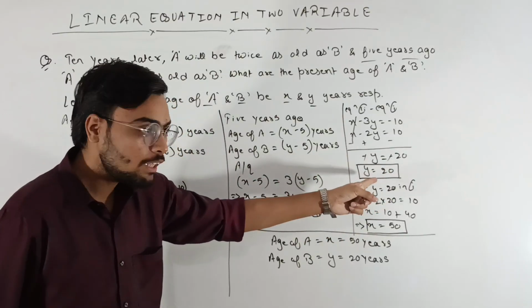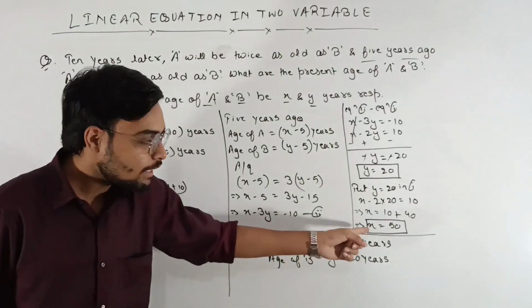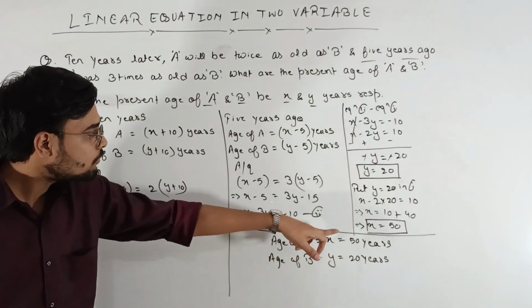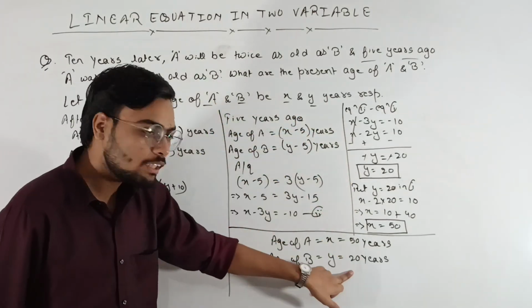Now I put this value of y in equation 1, that is x minus 2y is equal to 10. So I get x is equal to 50. Now x is the age of A, that is 50 years, and the age of B is y, that is 20 years.